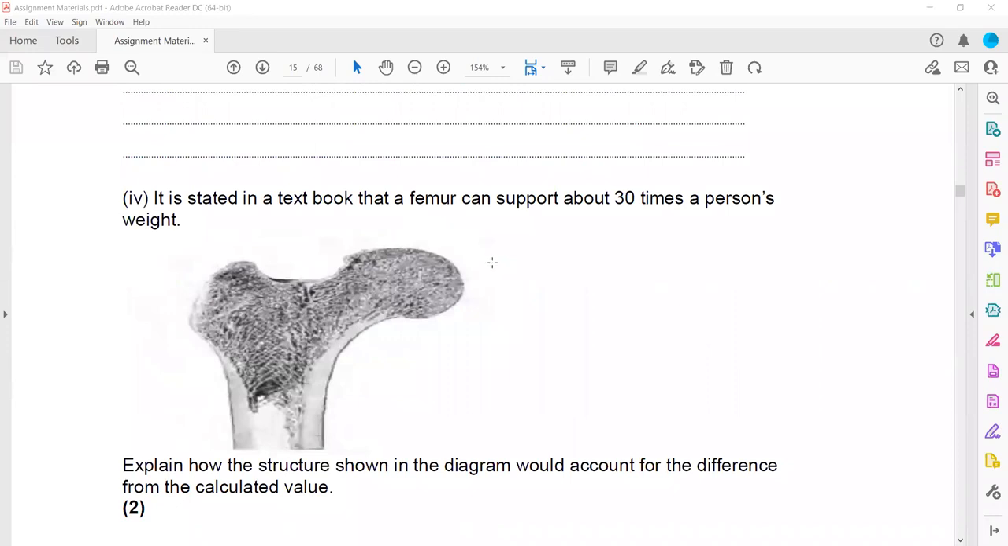And it is stated in the textbook that the femur can support 30 times the weight of a person. Explain how the structure in this diagram would account for a difference from the calculated value. Like in a textbook, it is said that it can support 30 times the weight of a person. But why practically will it be a different value? Because the area of the bone is not the same. It is different at different places. So as the area is changing, the maximum force which can be applied can also change.